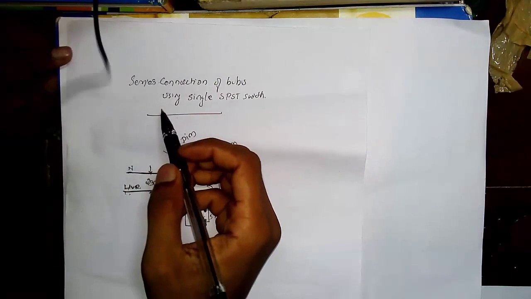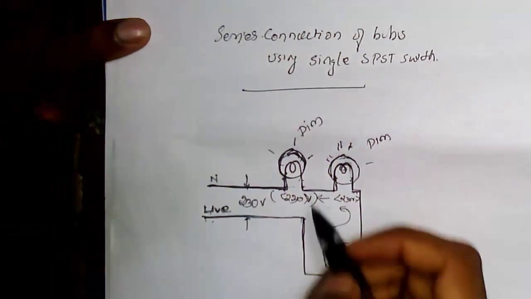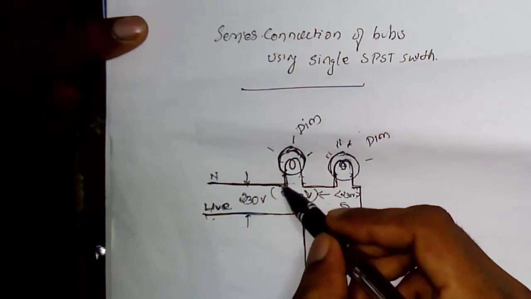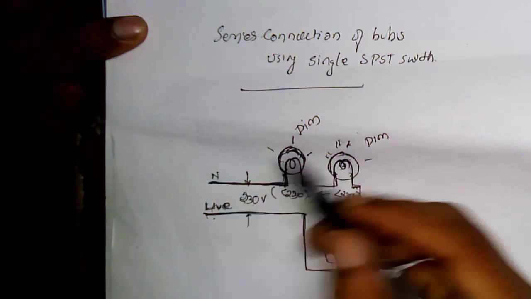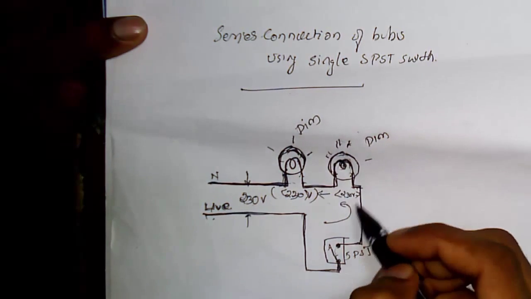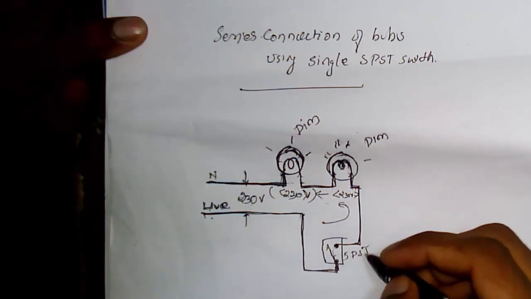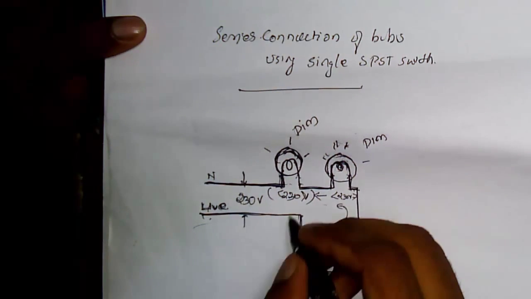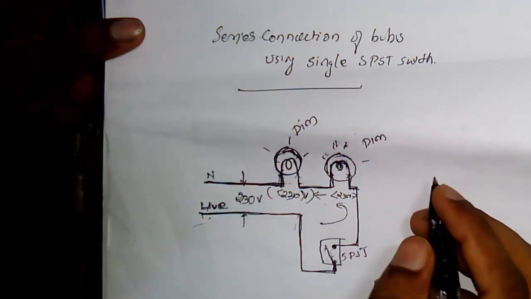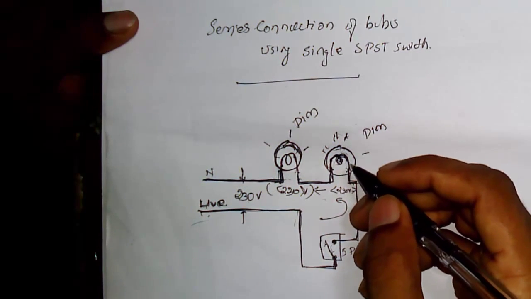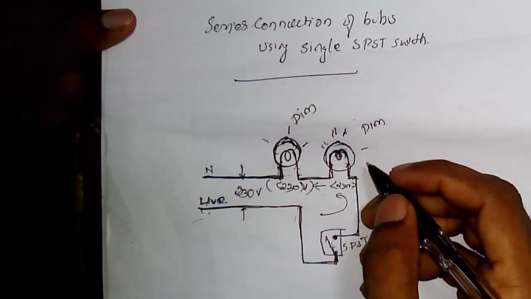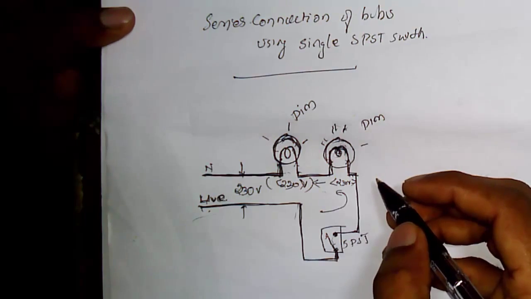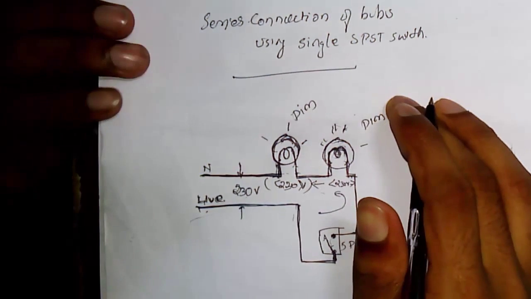Hello. This is a series connection of bulbs using a single SPST switch. We have two bulbs connected in series as shown, and one end is connected to neutral and the other end is connected to phase through the single SPST switch, which is connected in series. When this switch is closed, the circuit is completed through both bulbs, and the bulbs glow only dimly. The series connection is mainly used for dim lights.